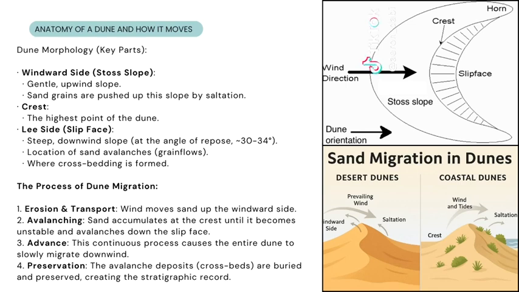In conclusion, as sand moves up the toe slope to the crest, the pile becomes too steep and collapses under its own weight, causing sand to avalanche down the steep face. Over time, this process causes the entire dune to move in the downwind direction. The speed of movement varies, with smaller dunes generally moving faster than larger ones. Vegetation can stabilize dunes, preventing their movement.